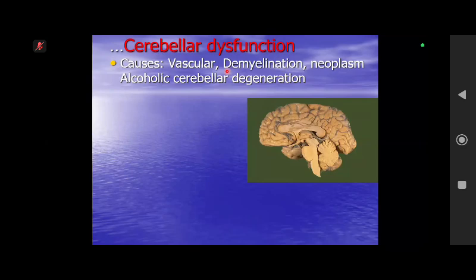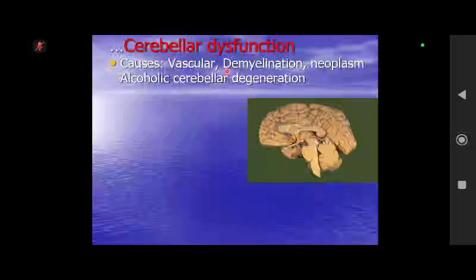The output from the cerebellum is to fine-tune movement. Most of the output from the cerebellum is mainly inhibitory. The cerebral cortex, remember, sends information to the muscles, so the muscles can contract. But the cerebellum modulates that information.